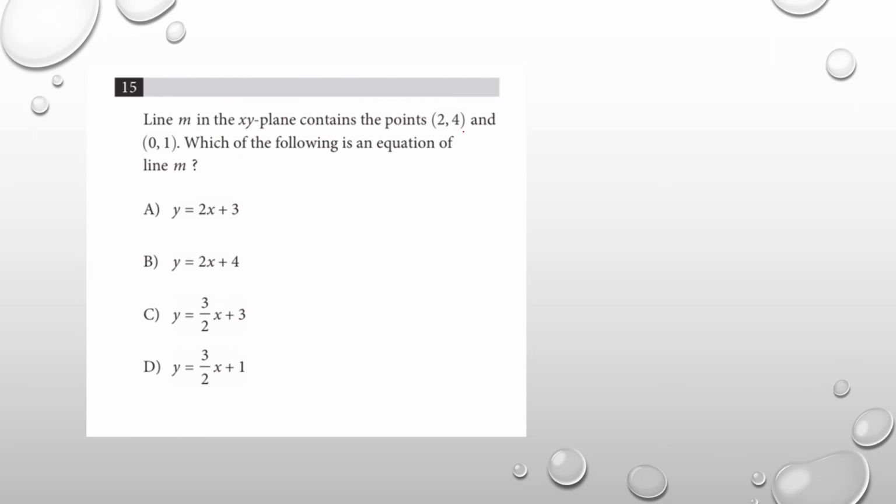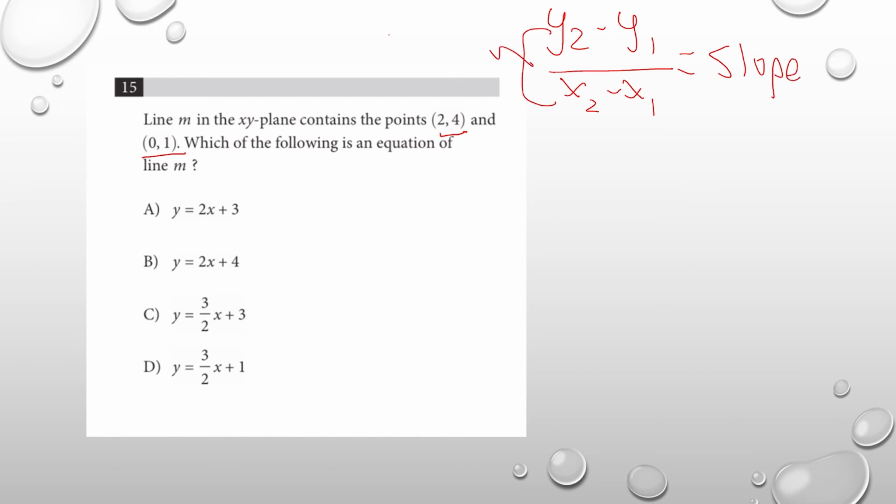So, the first thing we're going to do is think about how to calculate our slope. Knowing these 2 points, (2, 4) and (0, 1), we can use this equation: y2 minus y1 over x2 minus x1 equals the slope. And this is just another way of writing basically rise over run.